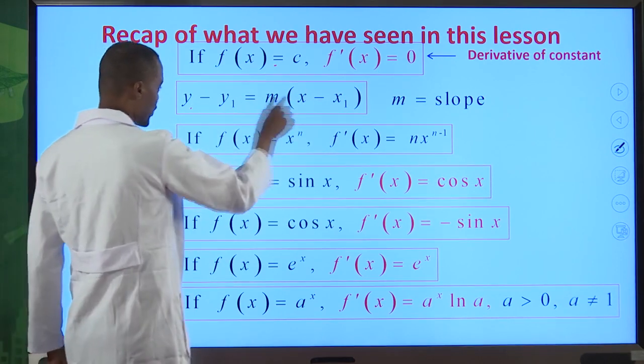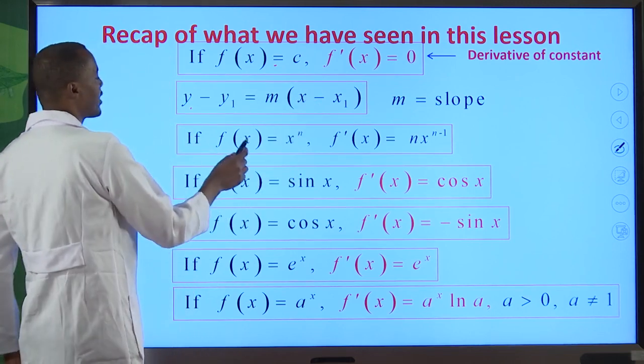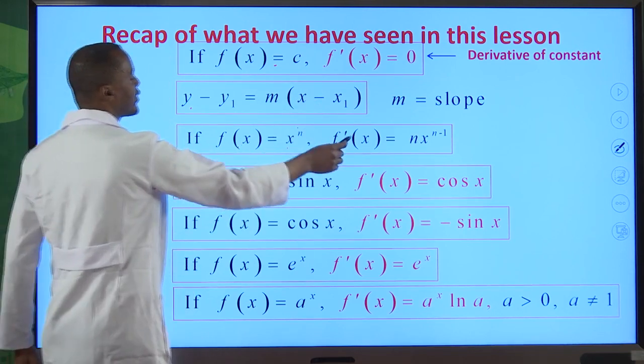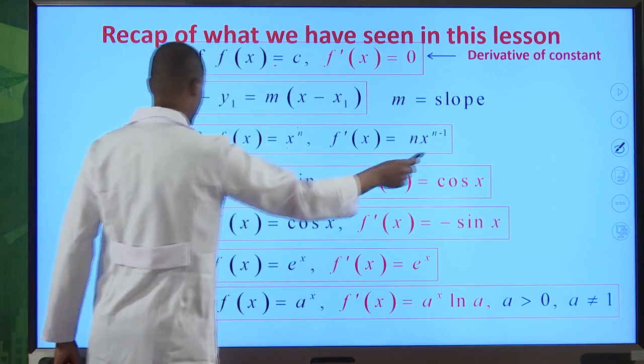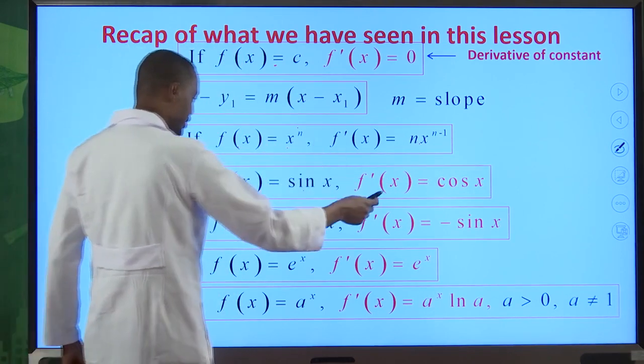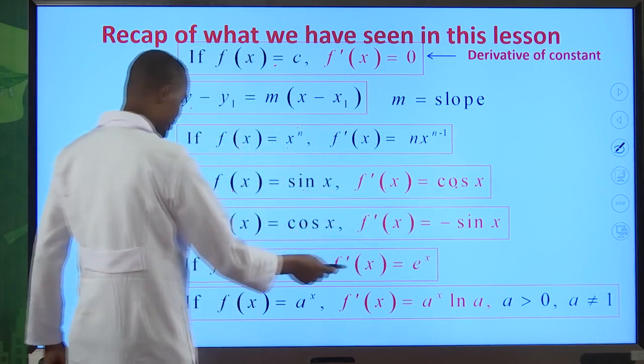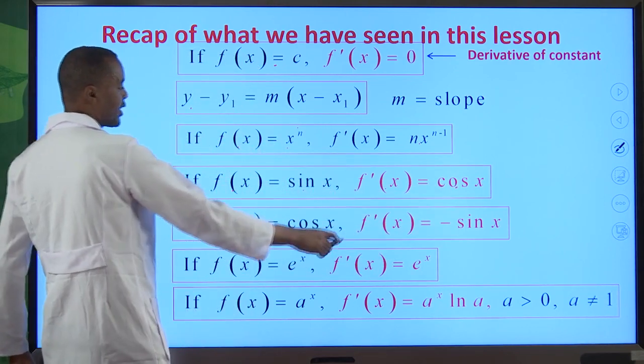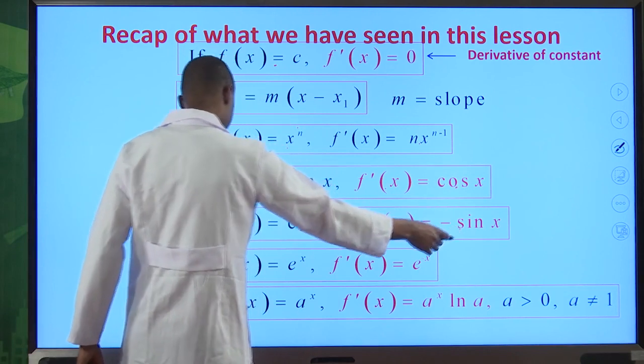This is a slope-intercept form equation of a line. If f of x is x to the power of n, its derivative is n times x to the power of n minus 1. If f of x is sine x, we have seen that its derivative is cos x. If our function is cos x, its derivative is negative sine x.